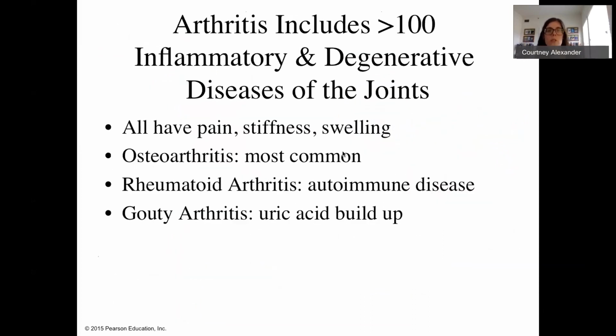So arthritis includes over 100 inflammatory and degenerative diseases of our joints, all of which have pain, stiffness, and swelling. Osteoarthritis is the most common. We'll talk about rheumatoid arthritis, which is an autoimmune disease, and gouty arthritis, which is a buildup of uric acid.